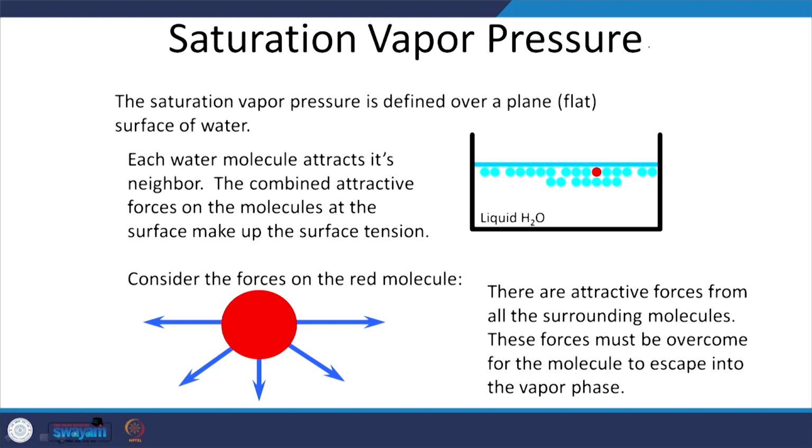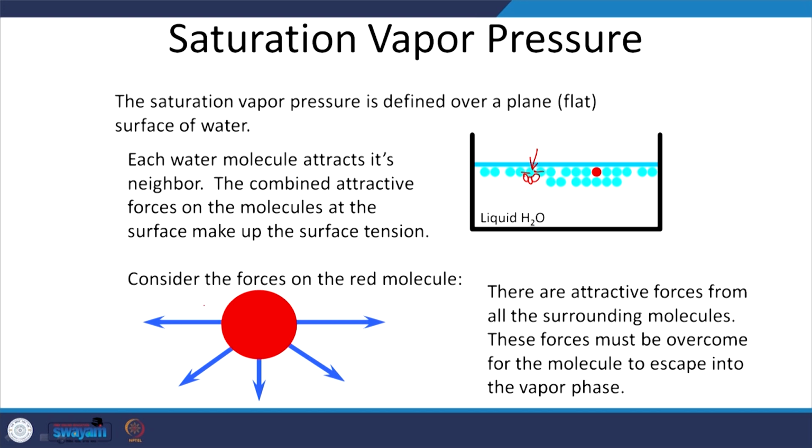So, if you have a surface, each water molecule attracts its neighbors. You consider any molecule here, it is attracting this one and this one, or this one, like that. The combined attractive forces on the molecules at the surface make up the surface tension. Surface tension, we know from the very basics, what it is.